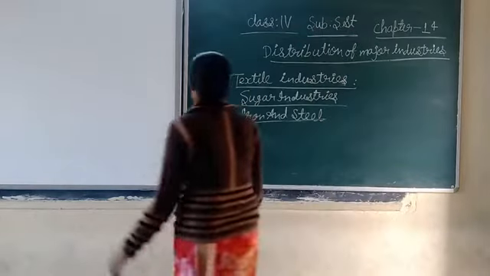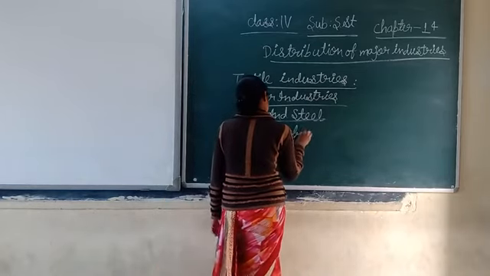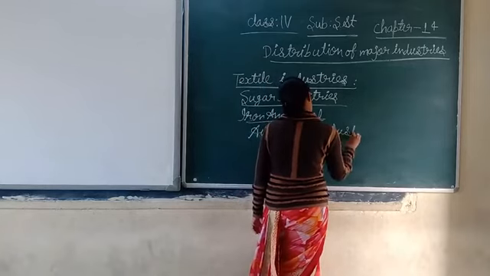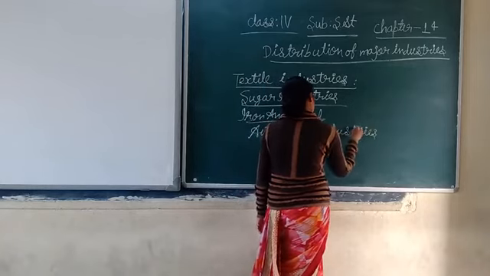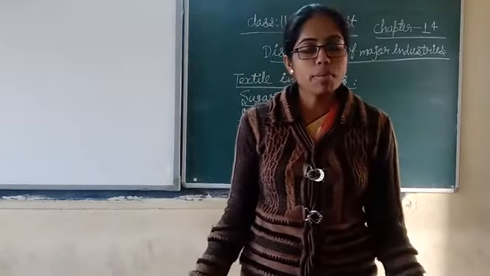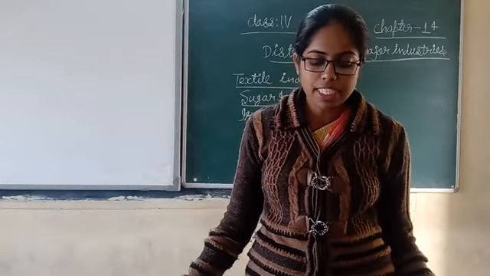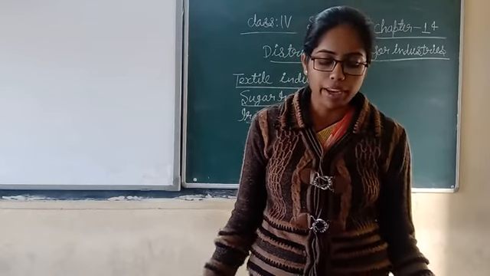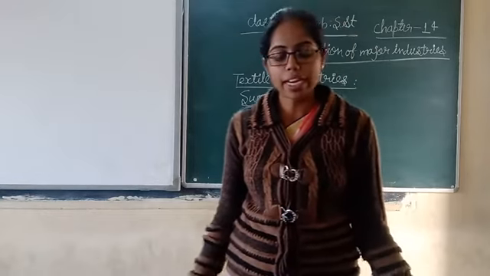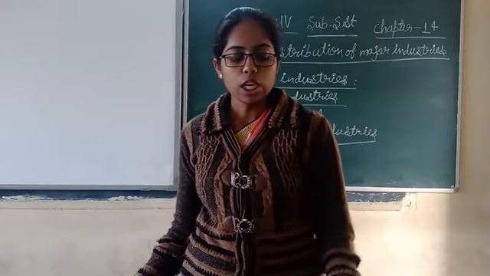Now, automobile industries. We will see where these automobile industries are located. An automobile industry manufactures motor vehicles. Some major automobile industries are in Mumbai, Kolkata, Chennai, Jamshedpur, Pune and Gurgaon.